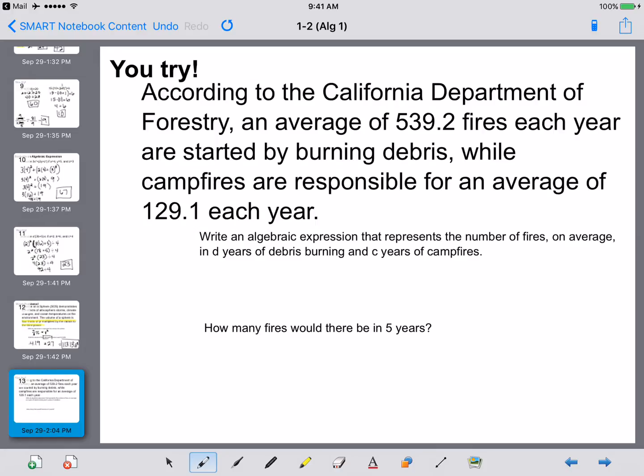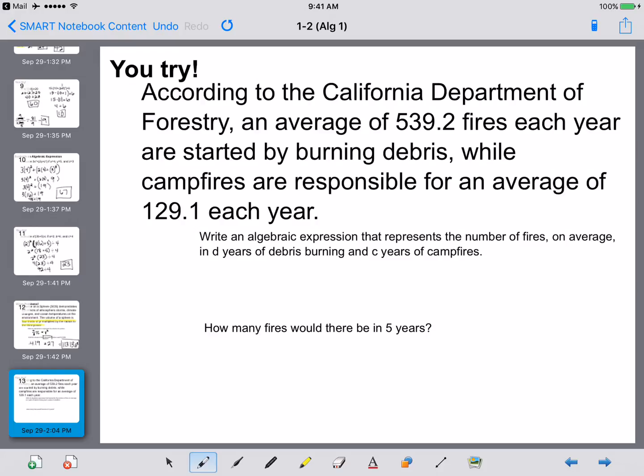Now you try. Pause, check back, see what you get. So according to the California Department of Forestry, an average of 539.2 fires each year are started by burning debris, while campfires are responsible for an average of 129.1 each year. So we want to write an algebraic expression for the number of fires on average in D years of debris burning and C years of campfires.